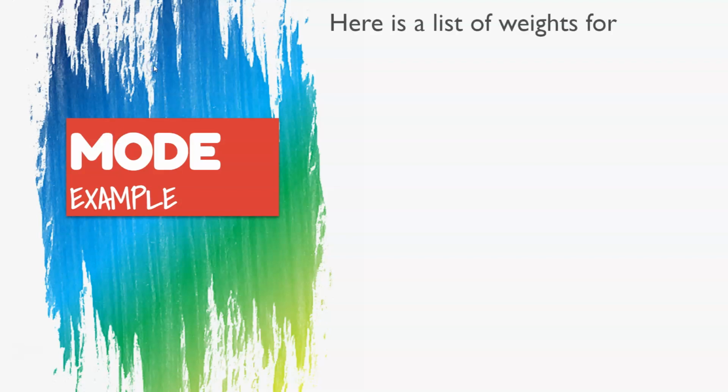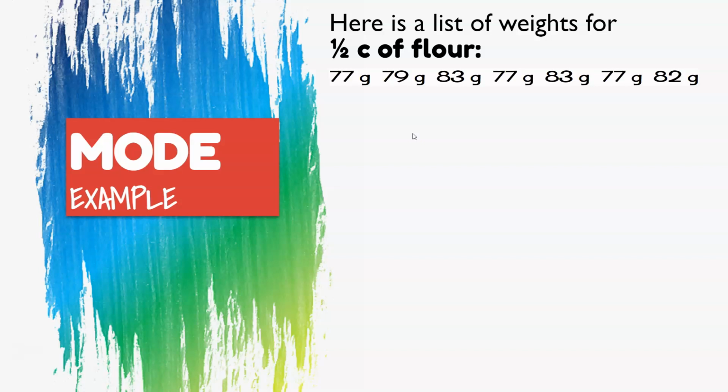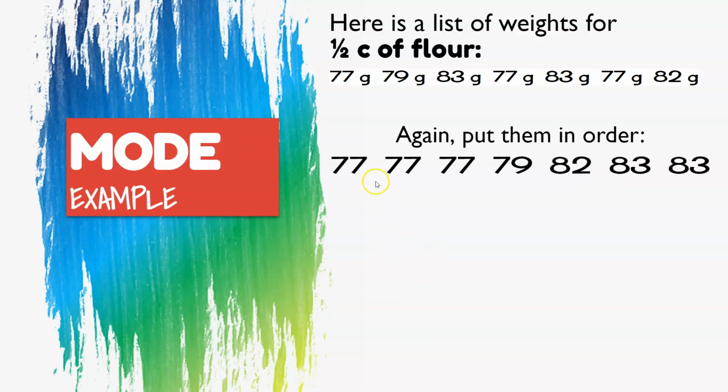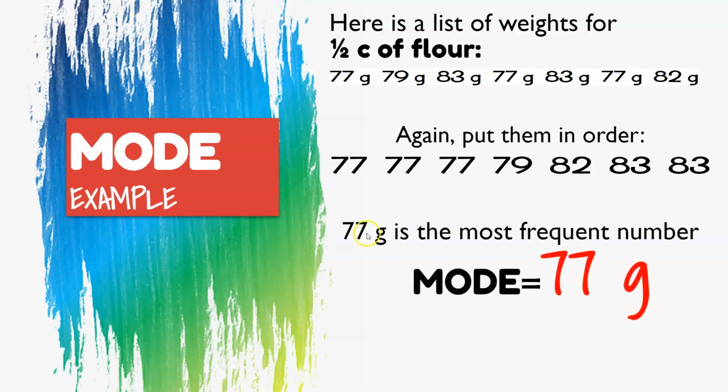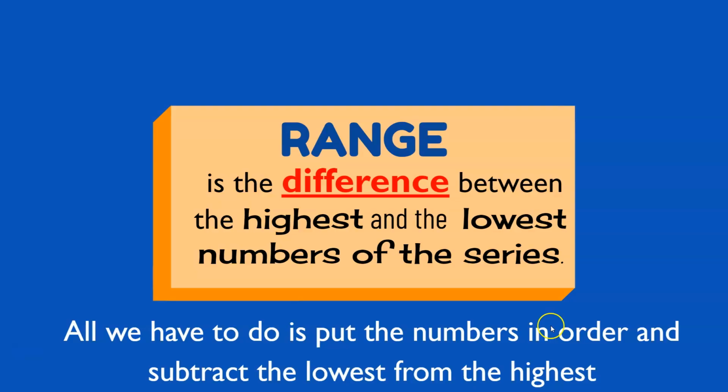So let's look at a data set. Here's a list of weights for half a cup of flour, so 77 grams, 79 grams, all the way through. There are repeating numbers in there that we can see. If we put them in order, it will make it a little easier. So we've got 3 times we used 77, then we got 79, 82, and then 2 times we used 83. So 77 grams is the most frequent number that was used in this data set of 7 measurements of flour.